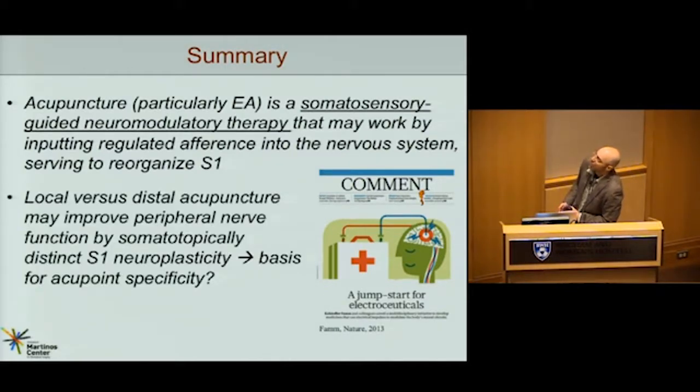And also local versus distal acupuncture might improve peripheral nerve function by somatotopically distinct S1 neuroplasticity. And could this potentially be the basis for acupoint specificity? At least a very crude form of acupoint specificity, where it might be important to needle different body areas because of their mapping in S1.